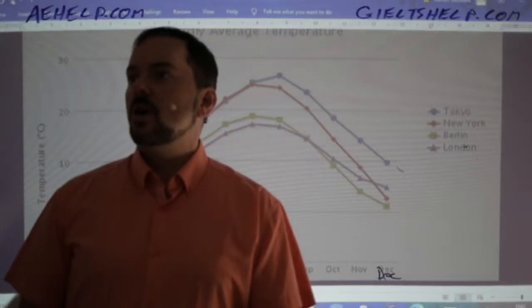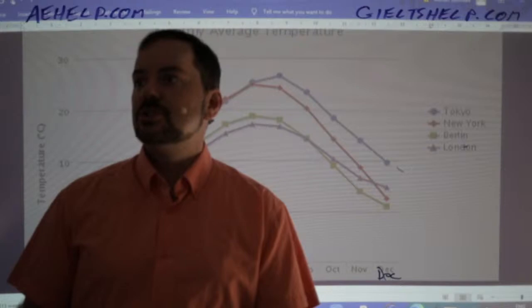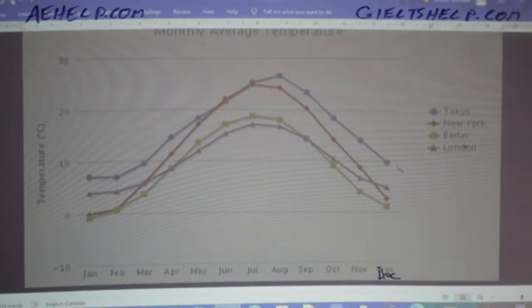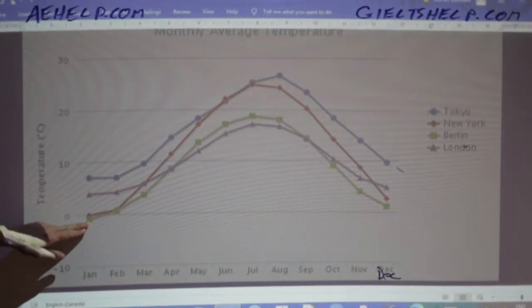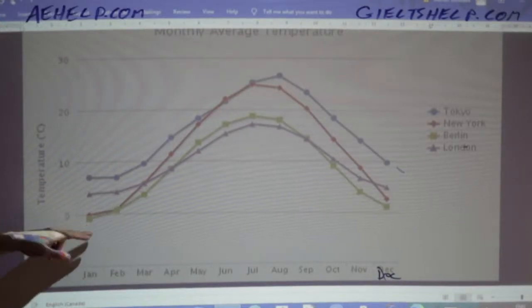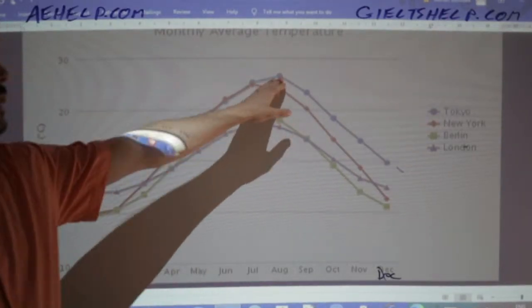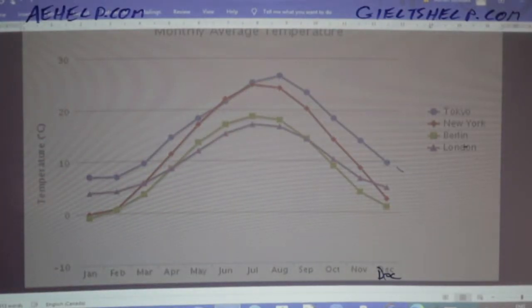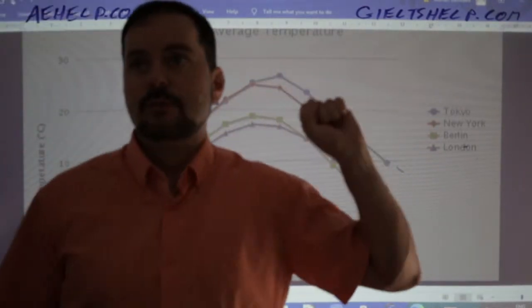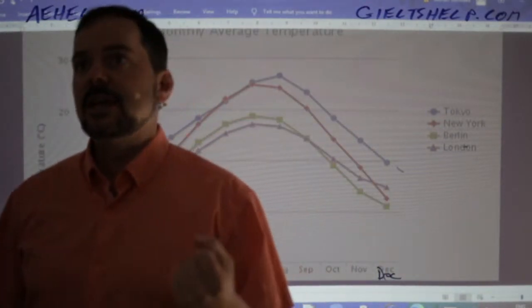Deepika writes, noticeably, all the four cities have a parabolic pattern with temperatures reaching as high as 25 degrees Celsius and as low as 0 degrees Celsius. Deepika, you have to be a little bit careful. In your overview, I wouldn't actually indicate the numbers because here for Berlin in January, we're actually below, just slightly, but we're still below 0 degrees Celsius. And for Tokyo, we're actually above 25 degrees Celsius. So it's a little bit off. I would refrain. Refrain means not do. Refrain from including that specific numeric data in this overview. Okay, I would keep that for the analyses.